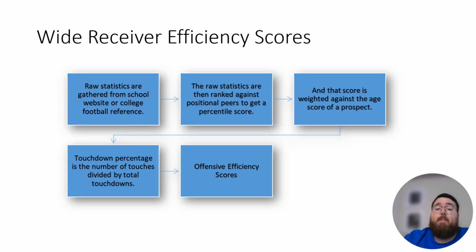And on top of that, you might have a prospect that scored really well in terms of his production, but he had a very poor efficiency score. Maybe he was overutilized. Maybe he wasn't as good as his production says because he was actually kind of inefficient with the football in his hands. That's another thing you have to look at as well in terms of these numbers. So that's what the wide receiver efficiency score is: it gives you an idea of how efficient they were with the football.